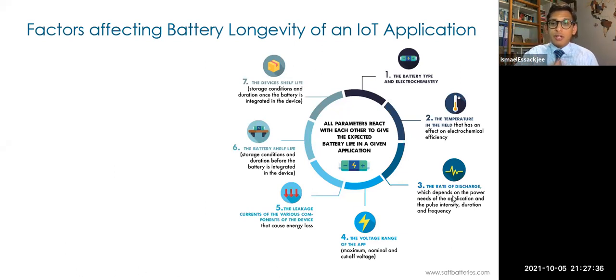The rate of discharge: how are we going to discharge the battery? Is it like one or two times per day when it is going to be triggered, it is going to discharge a bit to send the signal, or is it going to be continuous throughout the day? The voltage range: what is the voltage range? It is using 5 volt, 10 volt, 12 volt, whatever. The leakage current of the various components of the device. Inside the device system, they have a small loss, let's call that a loss, where it is going to consume power from the battery.